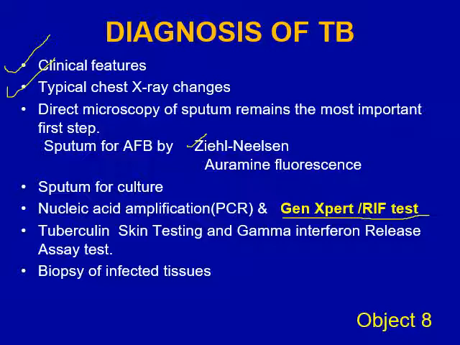We have also other tests: the tuberculin test and the gamma interferon release assay test. These detect mainly the subclinical or latent TB. They cannot differentiate whether this TB is active or latent. Or we take the biopsy from the infected tissue, biopsy from the lymph node, biopsy from the pleura also.